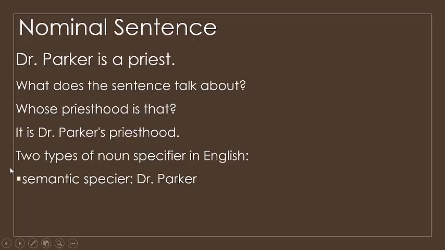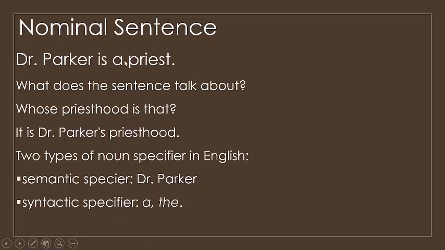The first is a semantic specifier. Dr. Parker here is a semantic specifier of priest. Dr. Parker is kind of the owner of the state of priesthood. And next we have a syntactic specifier, which is "a" here.